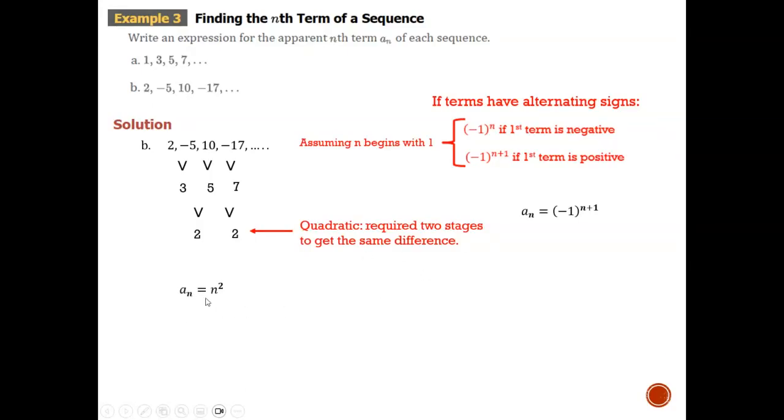So let's play with that. Let's try something just n squared, right? Again, let's try it. If we plug in a 1, the first term is 2, so the output should be 2.